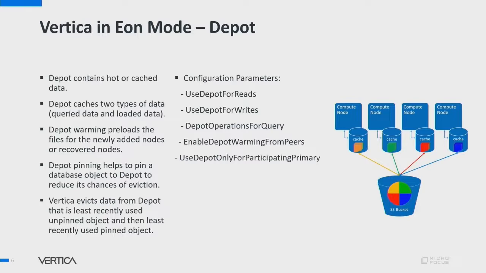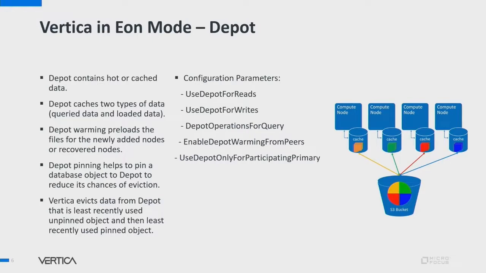When you add a new node or restart a down node, their corresponding depots are empty or will have stale data. When depot warming is enabled, a node that is undergoing startup preemptively loads its depot with frequently queried and pinned data. When the node completes the startup and begins to execute the queries, its depot already contains much of the data it needs to process those queries. This reduces the need to fetch the data from the communal storage and expedites the query performance accordingly.